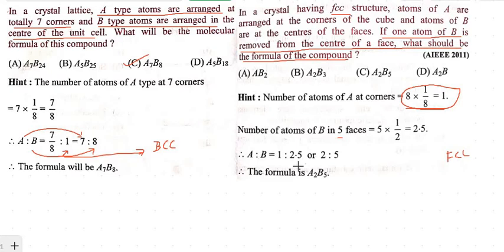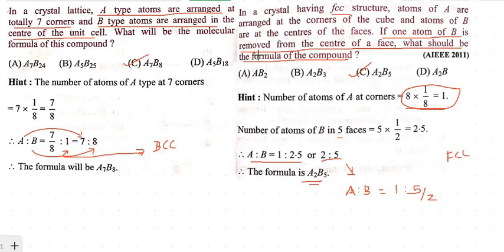No problem. But if you are taking this as 2.5, we are comparing A is to B as 1 is to 2.5. So you need to cross multiply this. Or even if you take this as 1 : 5/2, this 2 will be cross multiplied here and this becomes 2 : 5. This is how the formula has come, A2B5. So the correct answer is A2B5. I hope you are clear with this type of example.